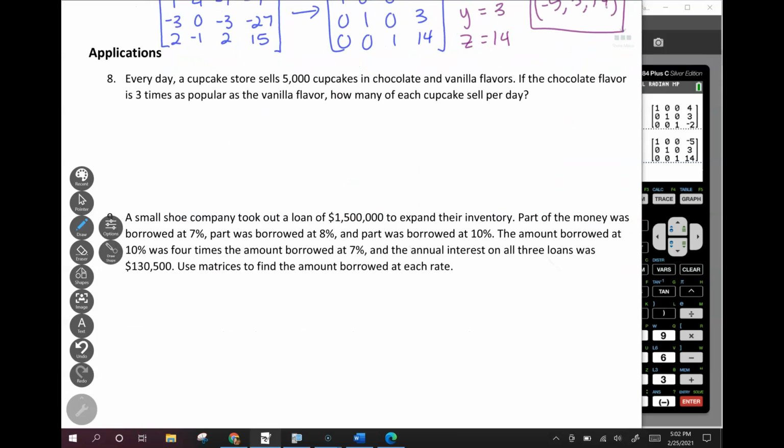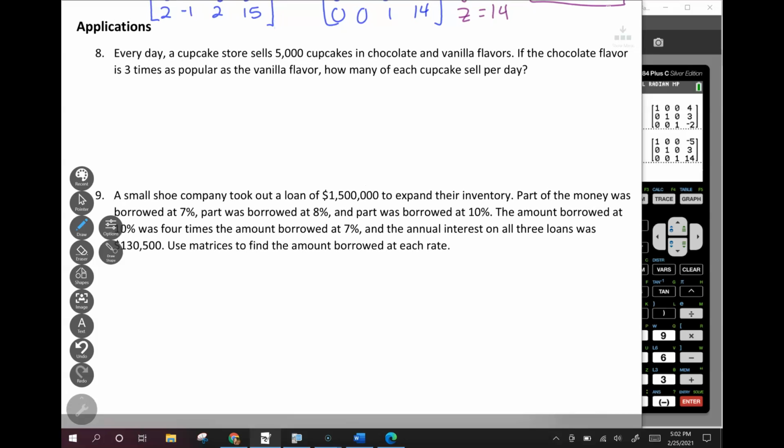Now let's do a couple of applications, and we're going to use our calculator to solve these as well, but you do have to be able to read the problem, set up your equations in order to solve. So number 8, every day a cupcake store sells 5,000 cupcakes in chocolate and vanilla flavors. So total they're selling 5,000 cupcakes. If the chocolate flavor is 3 times as popular as vanilla, how many of each cupcake sell per day?